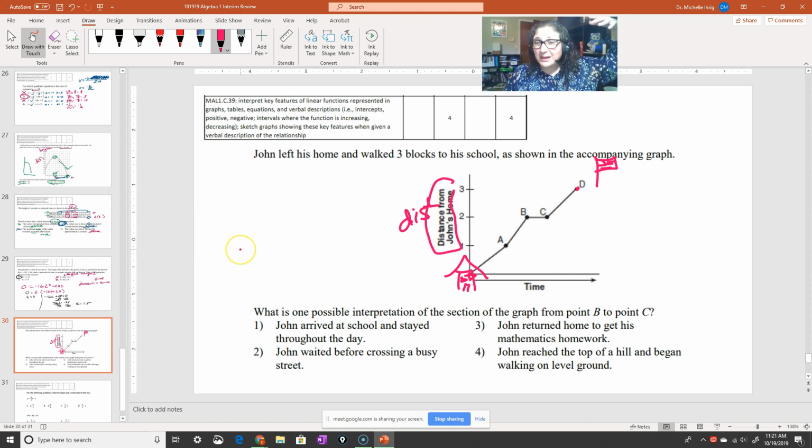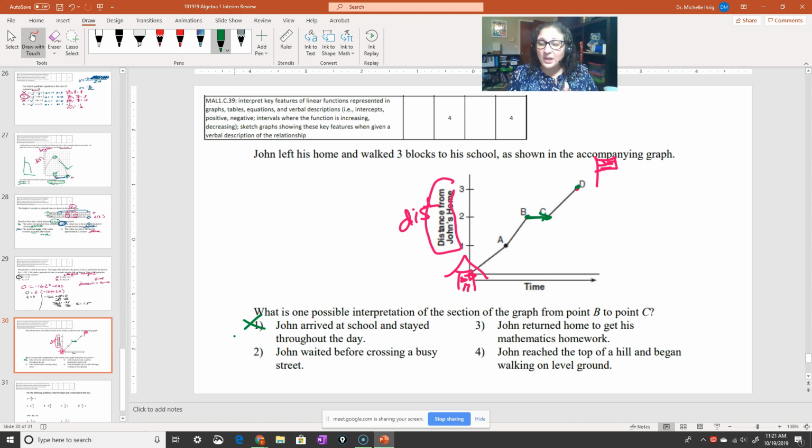So if he walked 3 blocks, what happened between B and C? Well, we know that between B and C, time happened, but John wasn't moving. And we know John wasn't moving because moving is up and down, time passing is left and right. So John arrived at school and stayed throughout the day. Well, we know school is where the flag is, and John's not at school yet. So, not choice 1. Choice 2. John waited before crossing a busy street. That's possible because he was standing, he wasn't moving, but time kept going on. So I'm not going to circle that as my final answer yet, but I'm not going to cross it out either. That's a maybe answer.